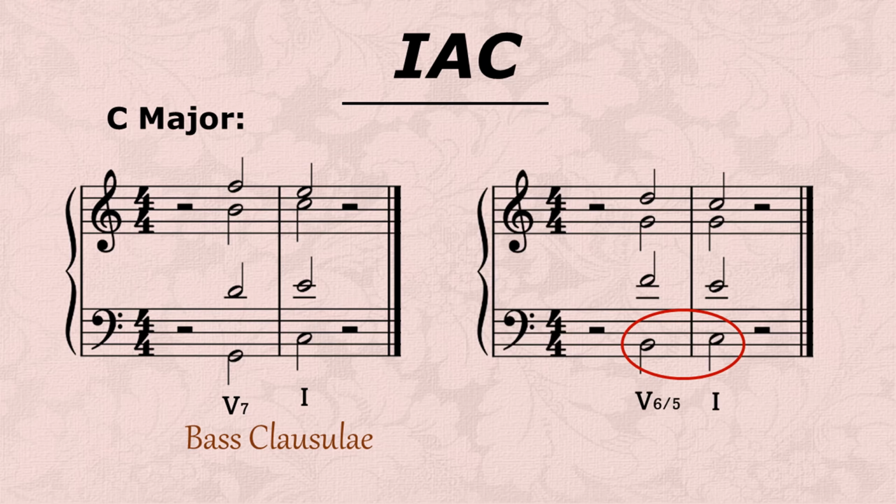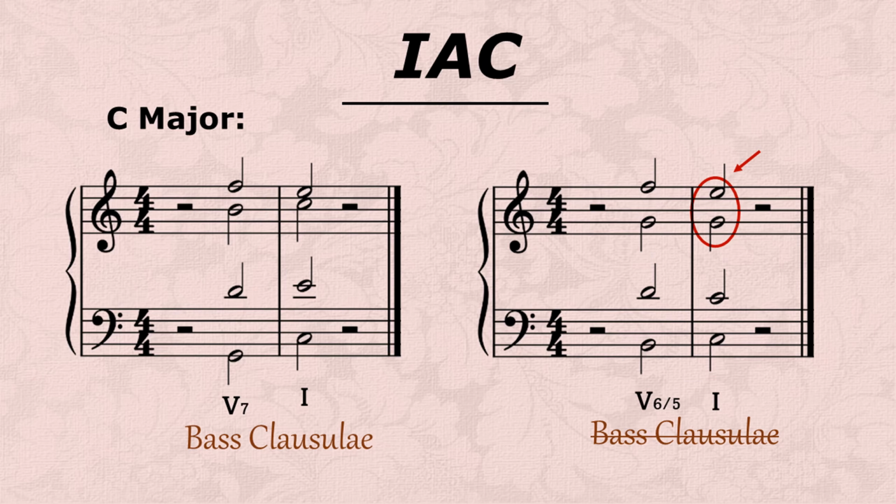The second type of imperfect authentic cadence displays a different bass motion than the bass clausula, which implies that the dominant chord is not in root position, while the last chord's top voice can have the tonic or not, depending on the circumstances.